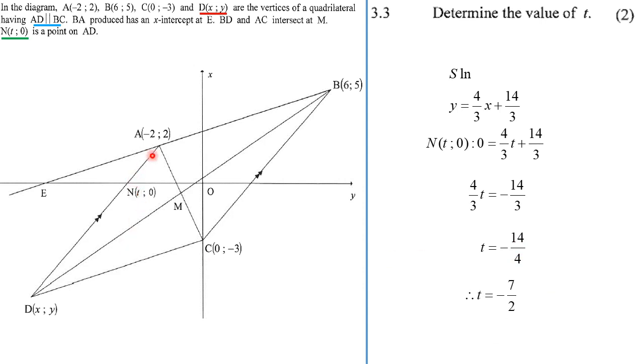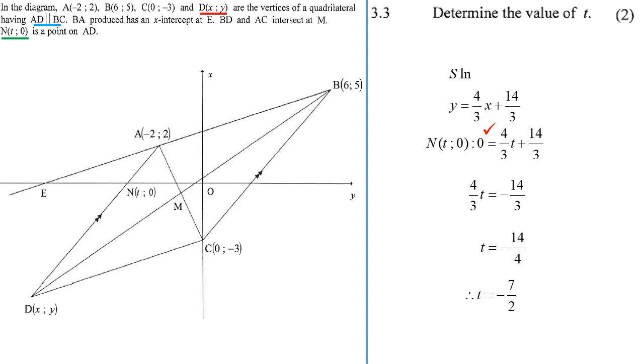Remember, N is cutting the negative x-axis. X is supposed to be negative, so this is logical by default. So t is -7 divided by 2. There is no need to write this in decimal form. Just leave it as a fraction, unless the question dictates that you should round it off to a particular number of decimal places.